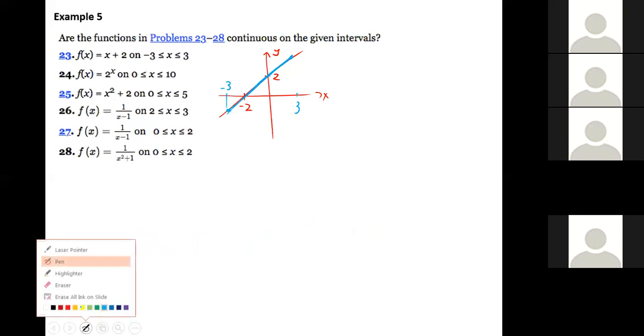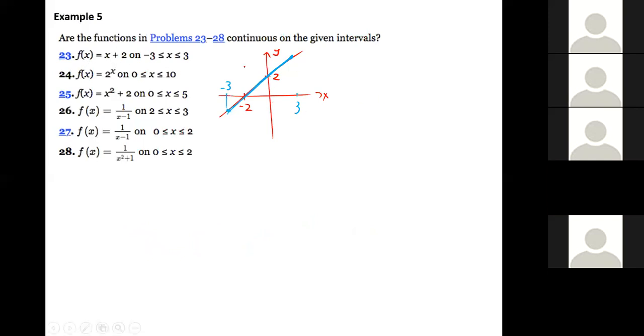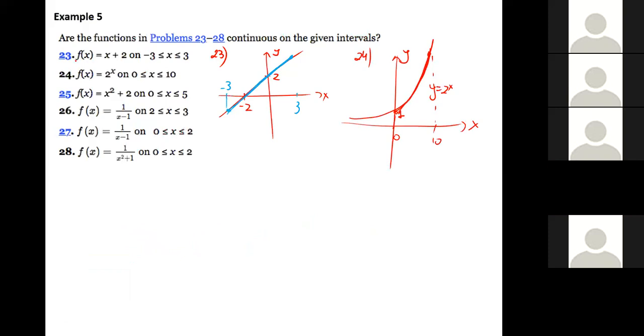Okay, 2 to the x, nice. Nice exponential function with the base greater than 1. That means this is 2 to the x. Continuity, of course, no problem. From 0 to 10, we do have that part. Nice and continuous function. Okay, x squared plus 2 is also a continuous function. We have no problem with a quadratic function. X squared plus 2 is just the parabola x squared shifted 2 units up.